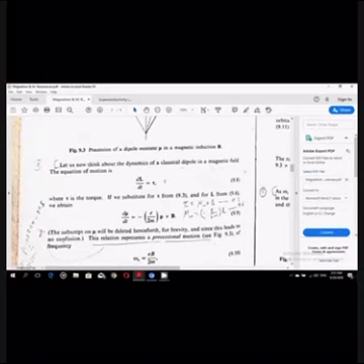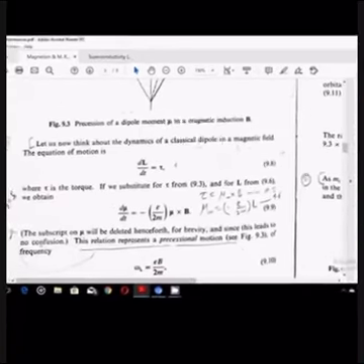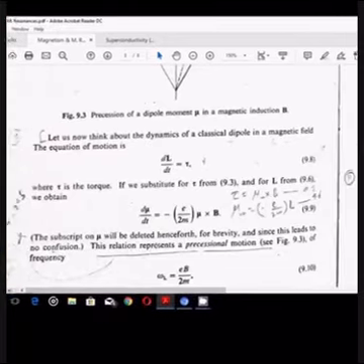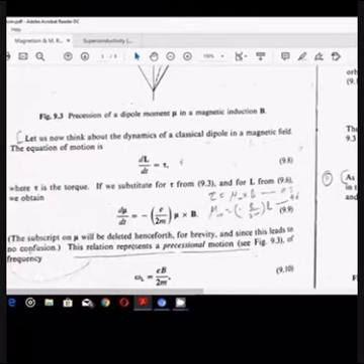Let us now think about the dynamics of a classical dipole in a magnetic field. The equation of motion is dL/dt equal to tau. The tau is the torque. So if we substitute the value of torque from equation 9.3 and the value of L from equation 9.6, we get the following equation 9.9.